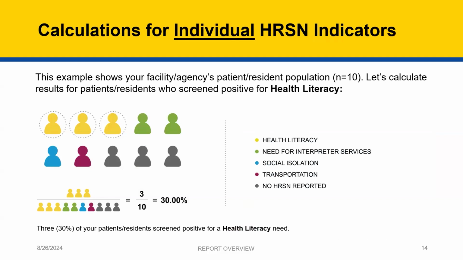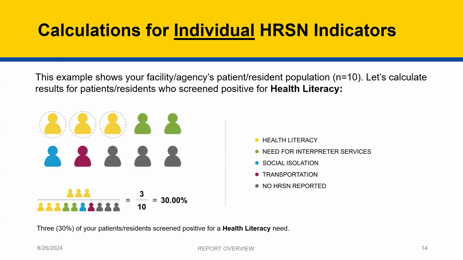We will begin by walking through the calculations for the 4 individual HRSN indicators. This graphic shows an example facility or agency with 10 patients or residents. The 4 HRSNs are each represented by a color. Health literacy is represented in yellow, need for interpreter services in green, social isolation in blue, and transportation in purple. Likewise, no HRSN reported is represented by the color gray.